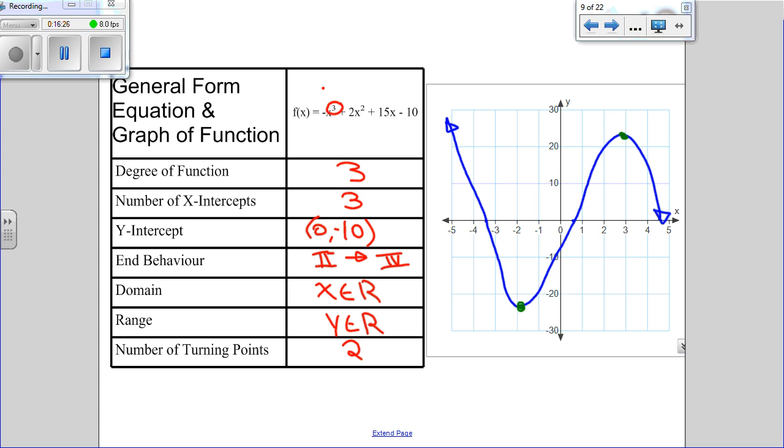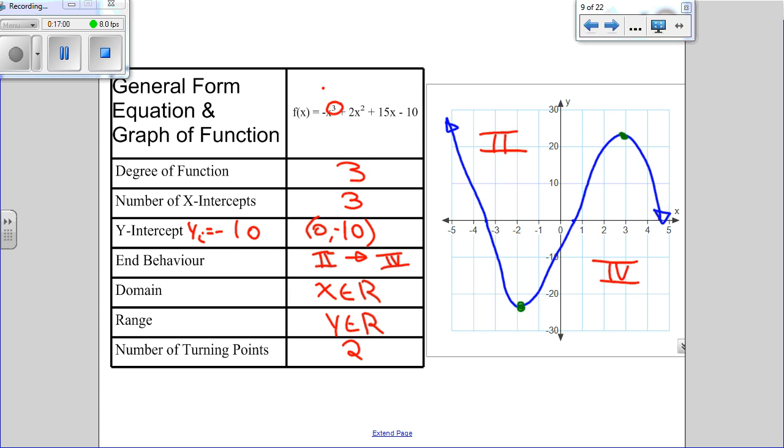My graph, I drew the arrow too early, but you can clearly see that it does cross again on your calculator. The y-intercept is at (0, -10). If you just put -10, that's no big deal. That's fine. The y-intercept does equal -10, so that works. The end behavior is different on this one. So the end behavior on this one goes from quadrant 2 to quadrant 4. So that one is also different.